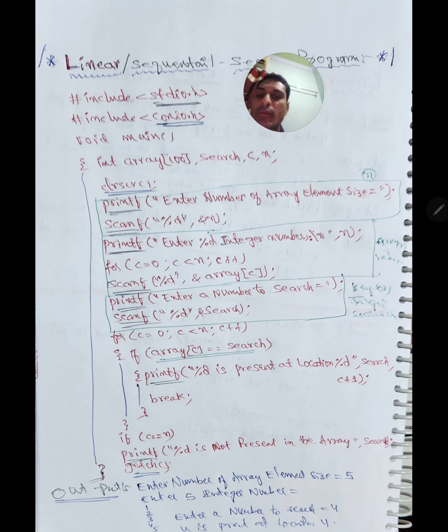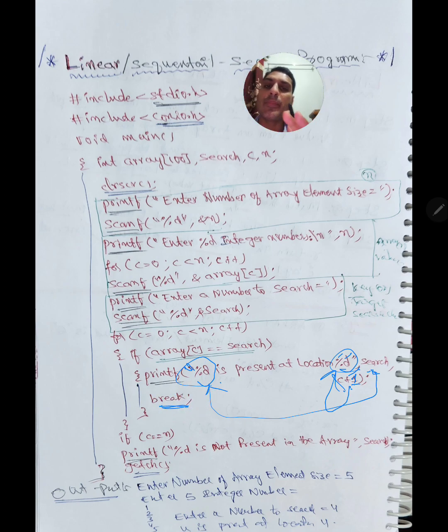Print, I will write this: percentage d is present at percentage d, then comma, inverted double quotation, the search value will be percentage d at percentage d, and C plus 1 or C. The index starts with 0, so if you want to write the exact location, C plus 1, no issues. So the searching element's location will be printed. When it is found, it will break and come out of the loop completely.